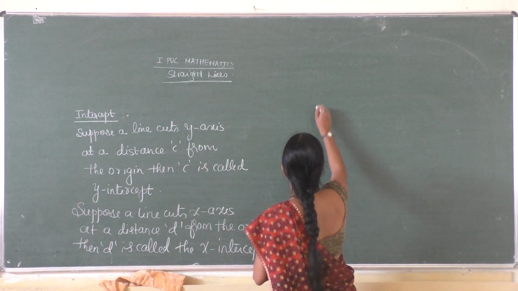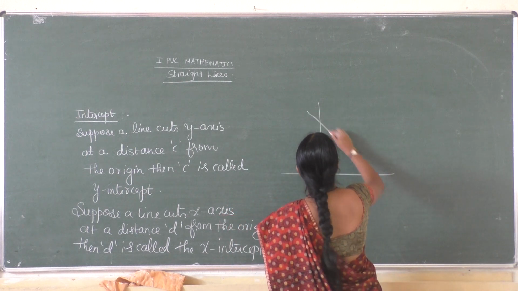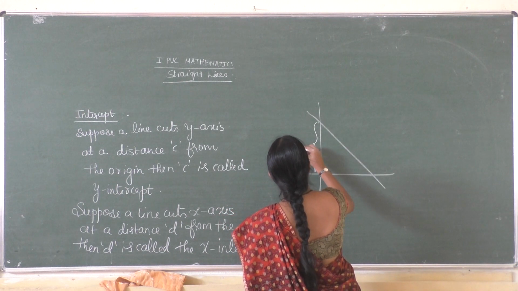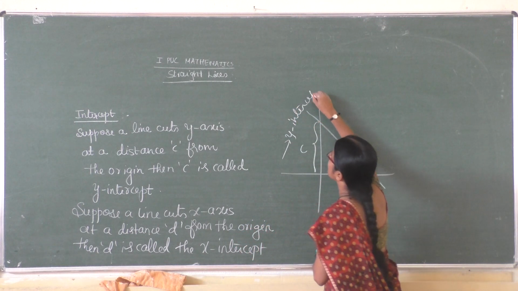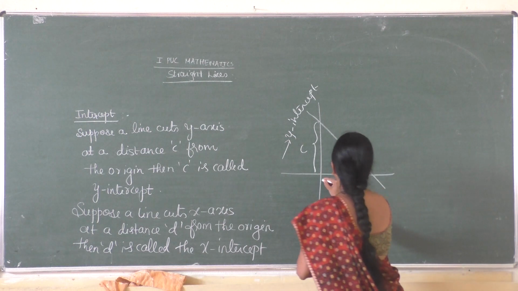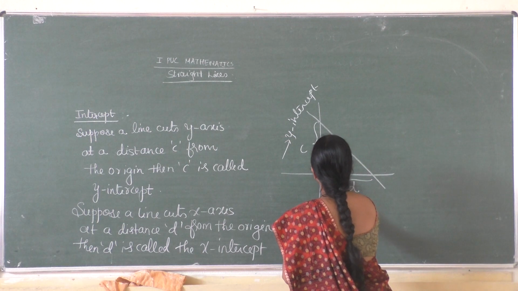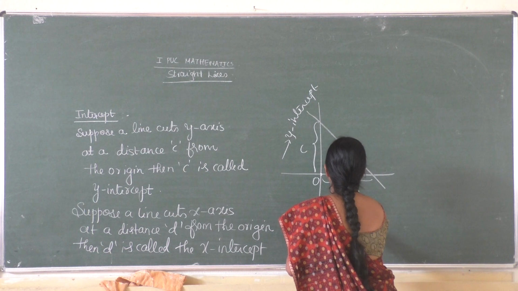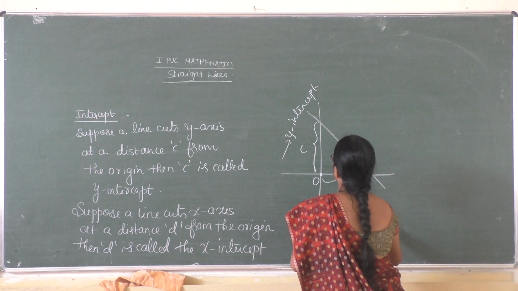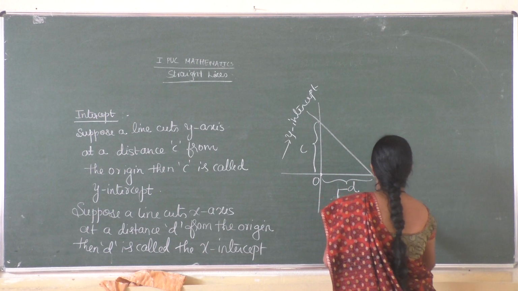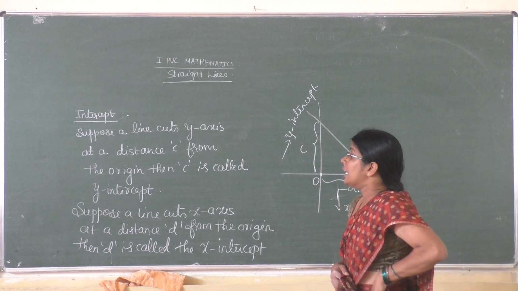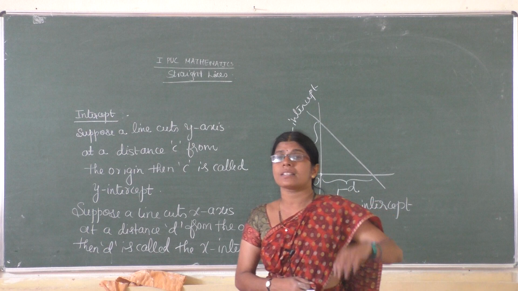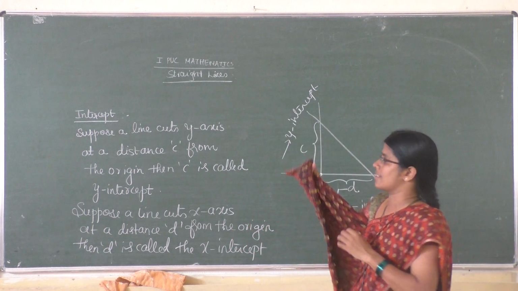So that here this is y-intercept, okay. So this is y-intercept. And here this distance D, this is called as x-intercept. So intercept may be positive or negative according to the line cuts positive or negative axis.